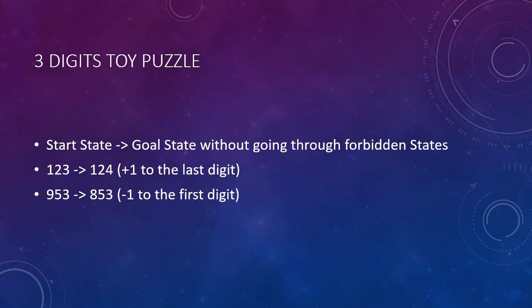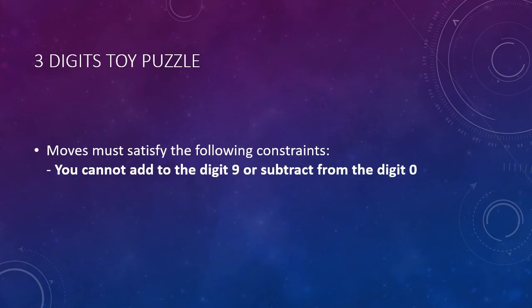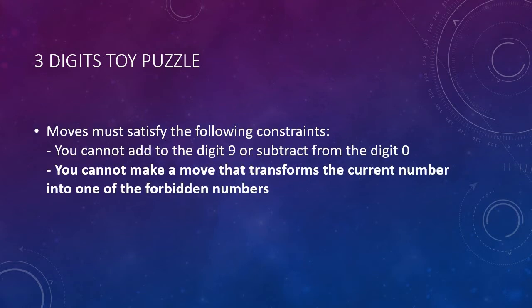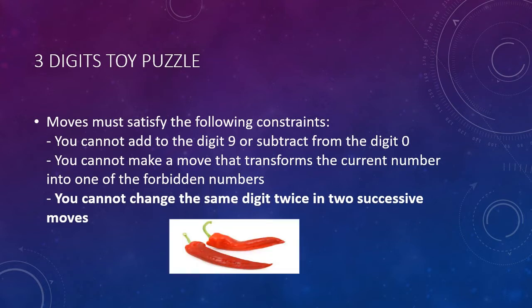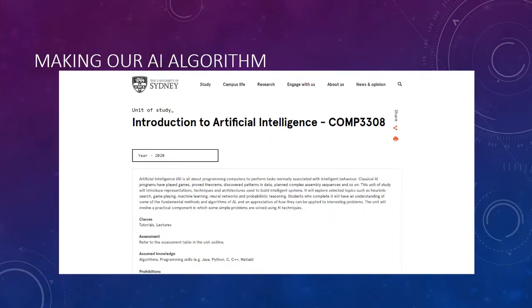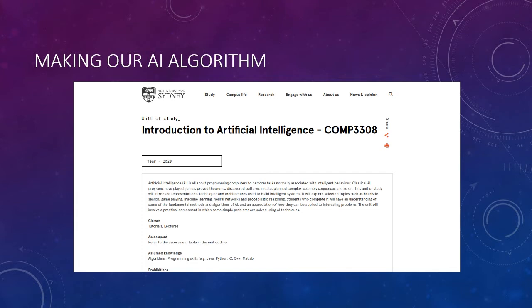So that's the setup. To spice it up a bit, we're going to add some constraints. You cannot add to the digit 9 or subtract from the digit 0, so it's not circular. You cannot make a move that transforms the current number into one of the forbidden numbers, and the forbidden numbers can be anything. And you cannot change the same digit twice in two successive moves. This is the major constraint in this puzzle. This puzzle was taken from the course Introduction to Artificial Intelligence COM 3308 from the University of Sydney. It's linked in the description.